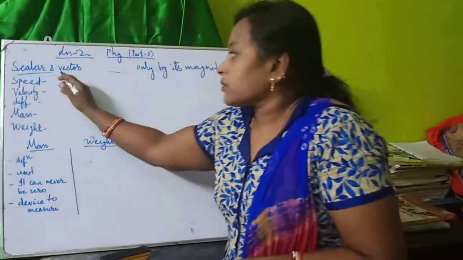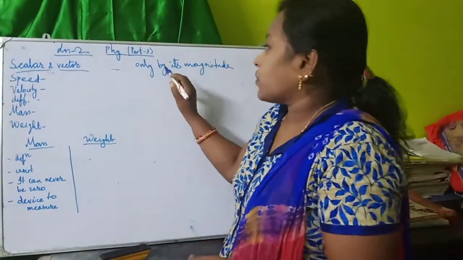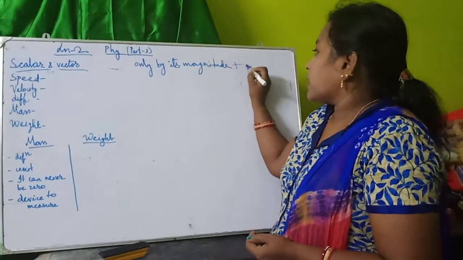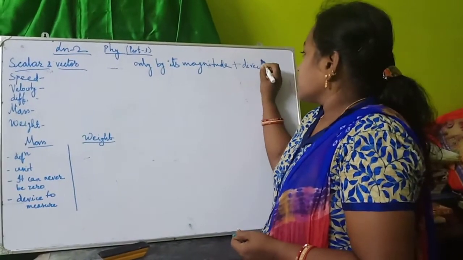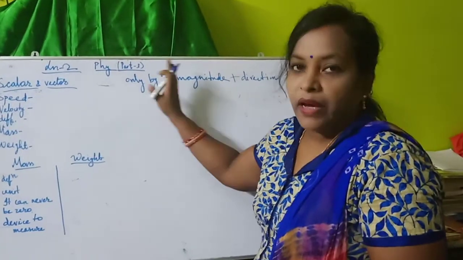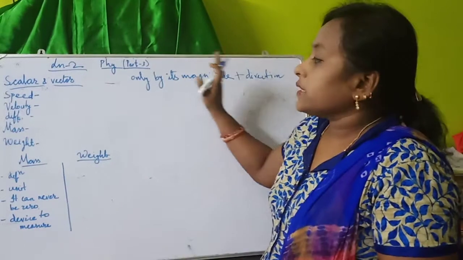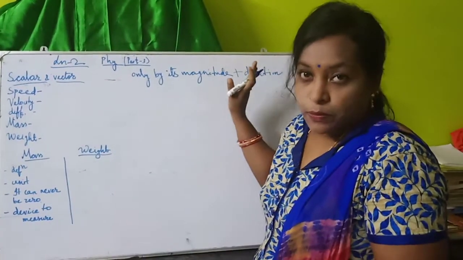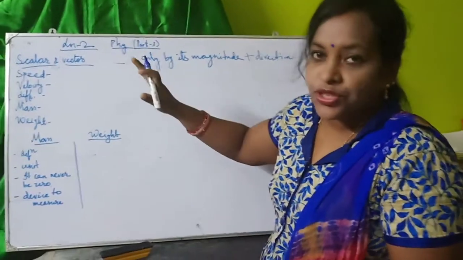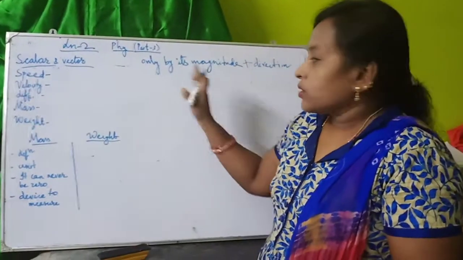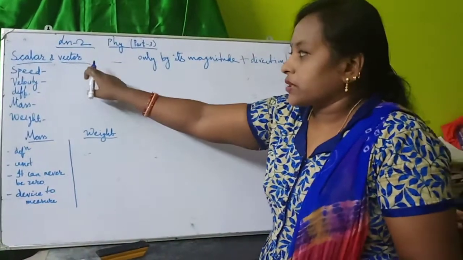So what are the vector quantities? The quantities which require, for their description, the magnitude as well as direction. So to describe a physical quantity, if magnitude and direction are required, then it is known as a vector quantity. For example, displacement, because it is mentioned in which direction the body is moving. So displacement comes under vector quantities.